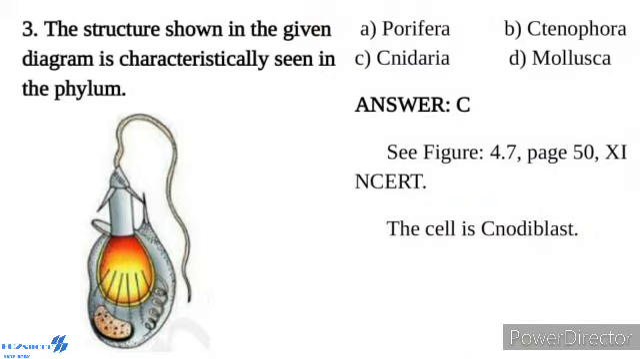Question number 3. The structure shown in the given diagram is characteristically seen in the phylum. The diagram shows a view of a cnidoblast. The phylum Coelenterata, which has another name, Cnidaria. They are aquatic, mostly marine, sessile or free swimming, radially symmetrical animals. The name Cnidaria is derived from the cnidoblast or cnidocyte, which contains the stinging capsule or nematocyst present on the tentacles and the body. Cnidoblasts are used for anchorage, defense, and for the capture of prey.